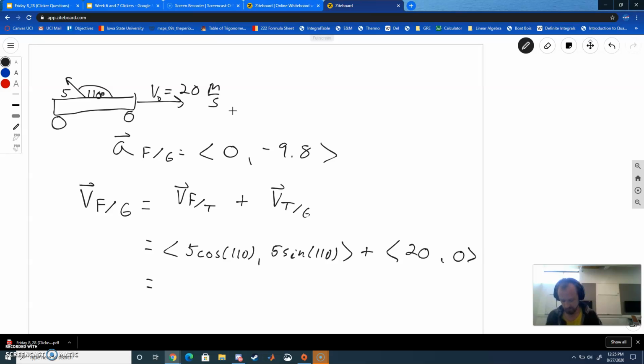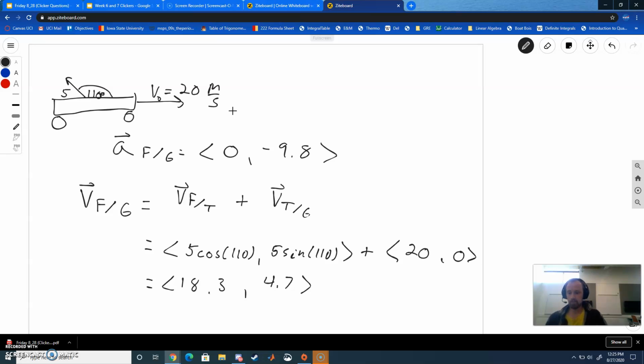So then we get 5 times the cosine of 110 plus 20 equals 18.3, comma 5 times the sine of 110, 4.7. Okay, so the frog takes away a little of the train's velocity, but the frog is still effectively moving forward due to the giant velocity of the train. But the train contributes nothing in the y direction, and that's what we see right here. So the only y motion you're going to get is from the jumping of the frog.